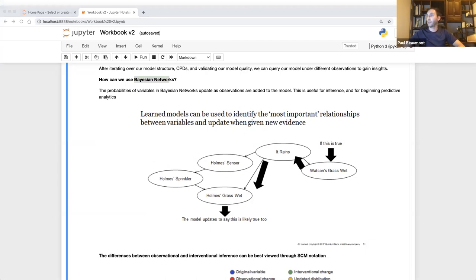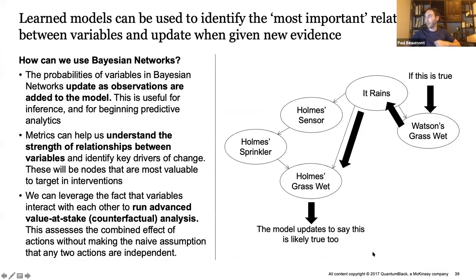Okay, here we are. So it's actually the same example to start with. We've just got a very small Bayesian network, and we're going to do something known as observing to start with. Imagine we've got two neighbors, Holmes and Watson, and they have houses next to each other, and they've got grass outside their house. If it rains, then Watson's and Holmes's grass are more likely to be wet. But Holmes also has a sprinkler system. He has a sensor which detects whether it's raining or not, and then a sprinkler that will come on and can also cause his grass to be wet.